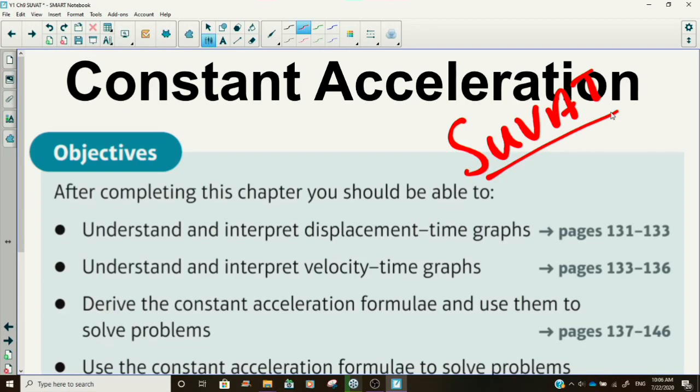Okay, so SUVAT formula. There's 5 that we tend to use normally. I'm going to show you how to derive 2 of them and see if you can derive the others. But before we move on to that, we're going to start by looking at displacement time graphs and velocity time graphs. So you need to be able to not only interpret those types of graphs, but also draw them from a problem, like a worded problem. Okay, so we're going to start off with that.